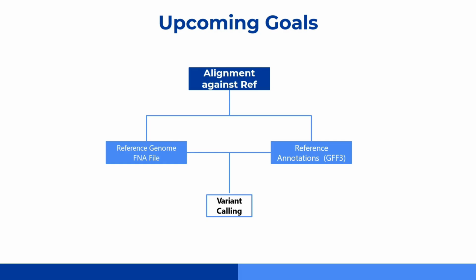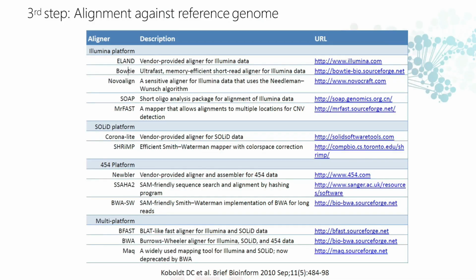So moving on. Alignment against the reference genome is the third step in our detailed variant calling pipeline. There are different types of tools available for the different kinds of alignment process. These are called aligners. For example, we have the Bowtie tool. It's an ultra fast, memory efficient short read aligner for Illumina data. So we can use Bowtie.